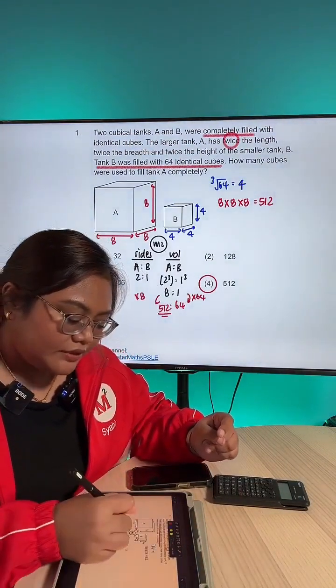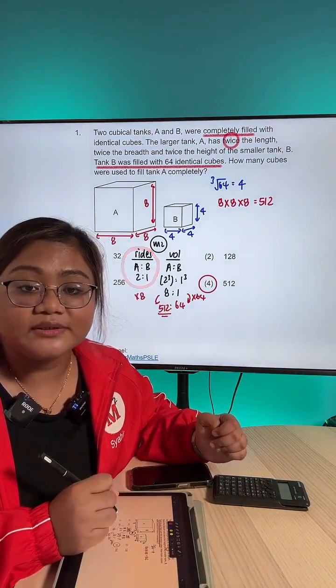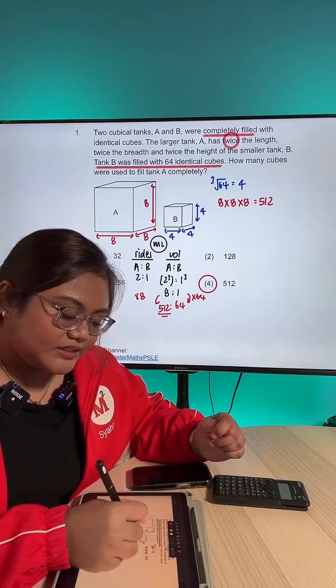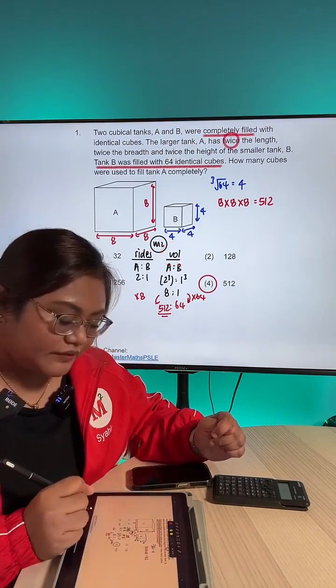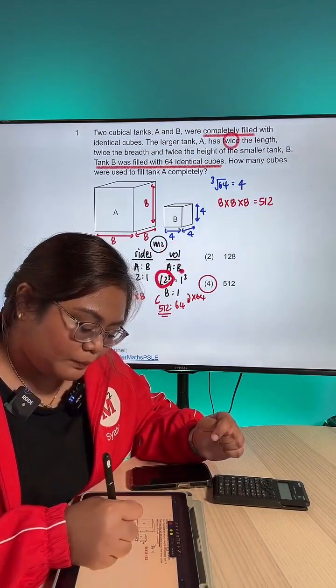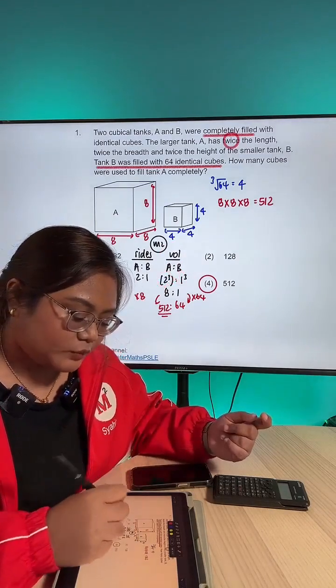One more time. The ratio of the sides A to B is 2:1. Agree? And since we already know the ratio of the sides, we can find the ratio of the volume. We just have to cube these values. Okay, so cube of 2 is 8. Cube of 1 will still be 1.